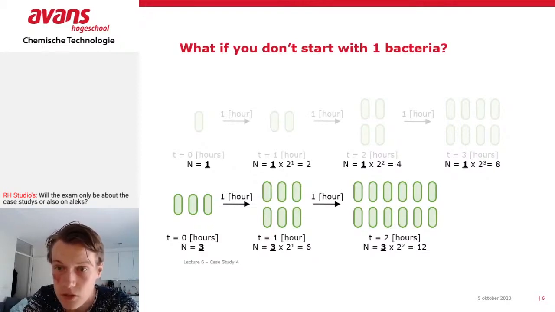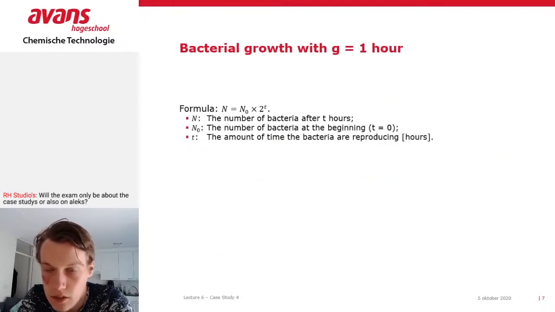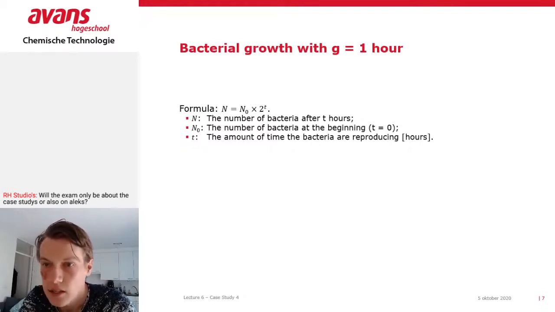And if you go to the formula over here, you can see you start out with n of 3, then you've got n equals 3 times 2 raised to the 1st power, n equals 3 times 2 raised to the 2nd power, and it goes on and on. So you can use a general formula, where n, the amount of bacteria after t hours, equals n0, the amount of bacteria in the beginning, times 2 raised to the power of t, where t is the amount of hours the bacteria are reproducing.